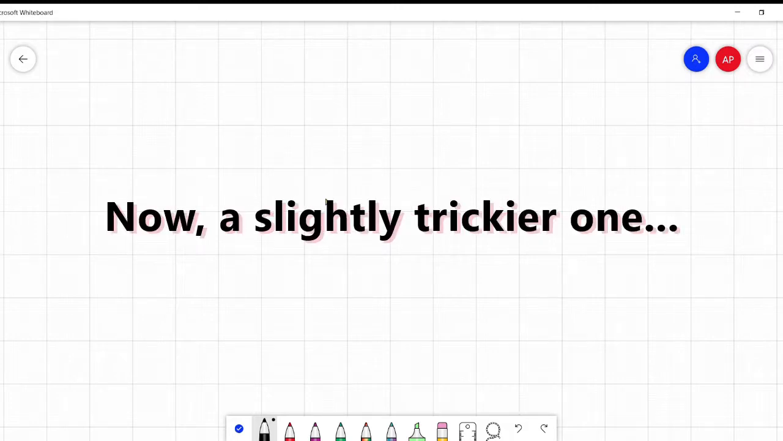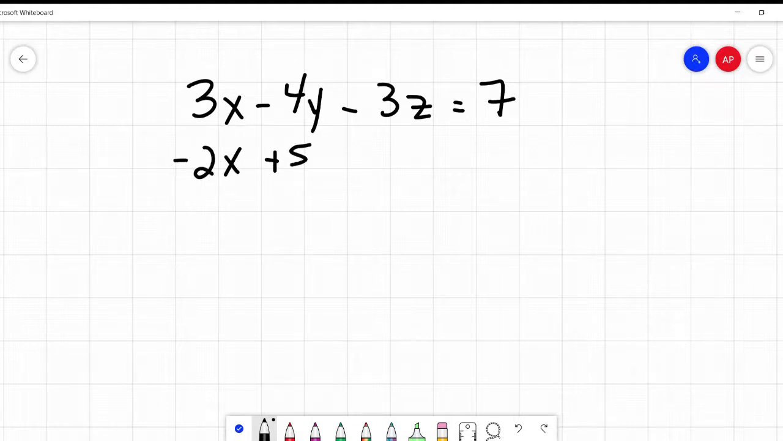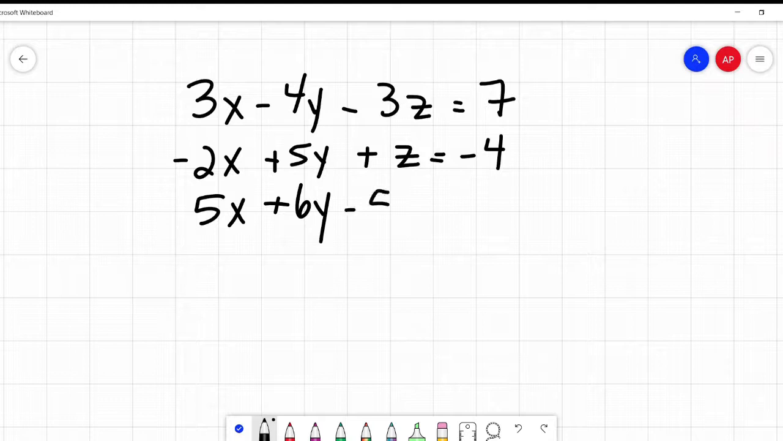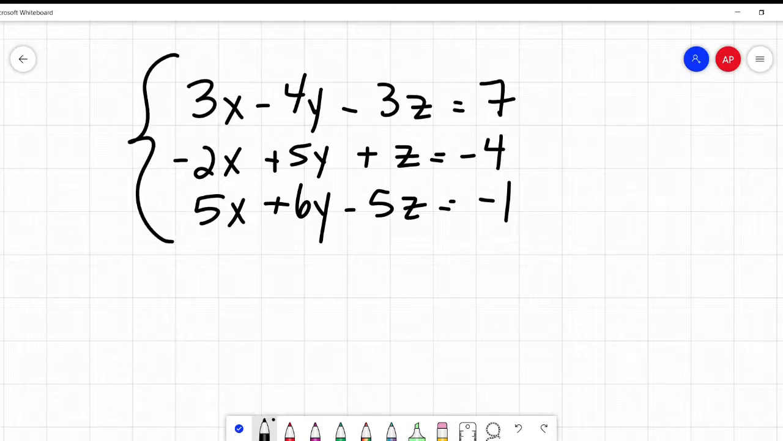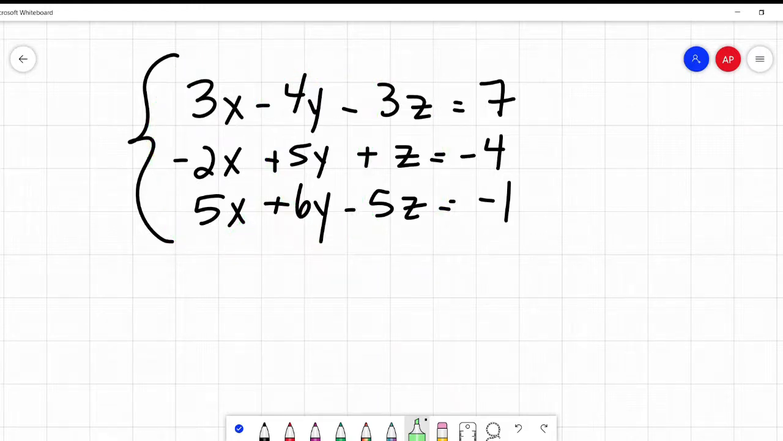Here's one. 3x minus 4y minus 3z equals 7. Negative 2x plus 5y plus z equals negative 4. 5x plus 6y minus 5z equals negative 1. Okay, let me do my little bracket. All right. So I'm looking, are there any of these that are going to cancel easily without me doing a lot of multiplication? Nope. Nope, nope, nope.